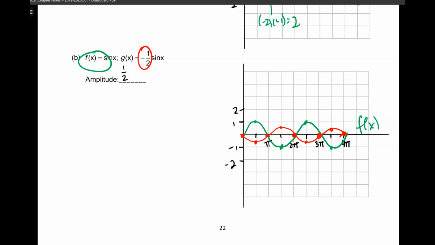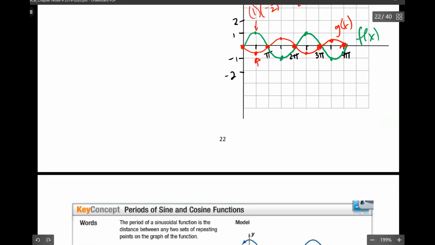So I took my old y value, for instance right here, I take 1 and multiply by negative 1/2, so it gives me a y value of negative 1/2, which I graphed down here. So the red is my g of x.